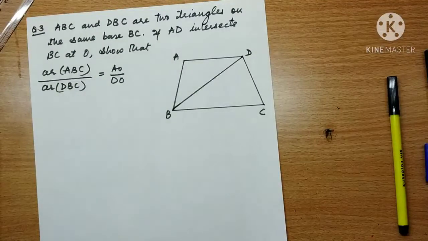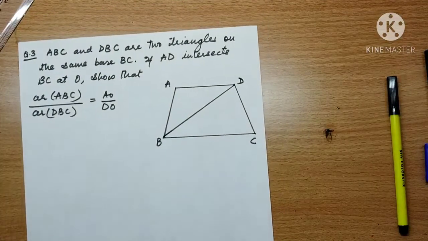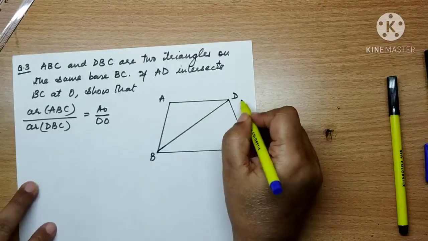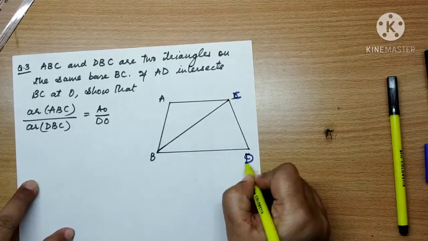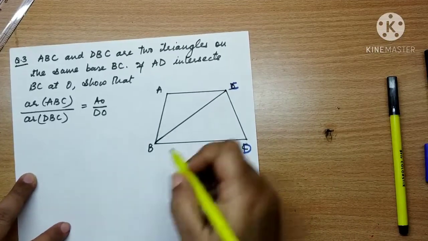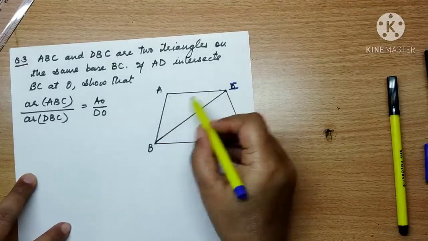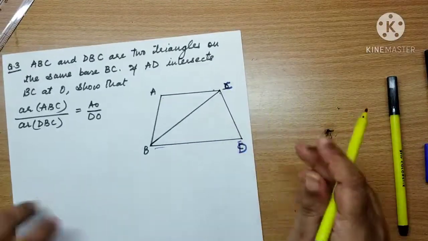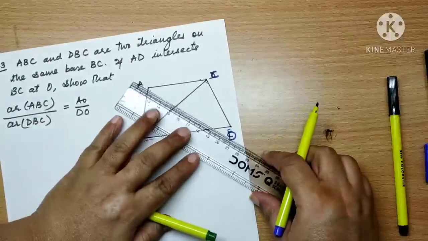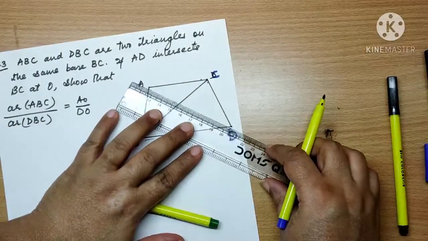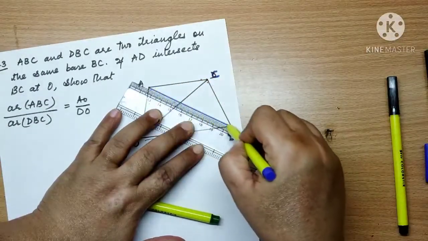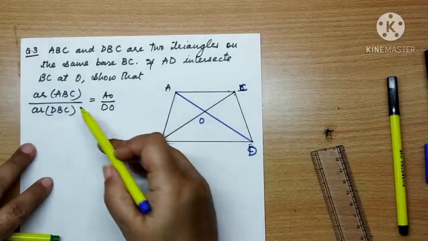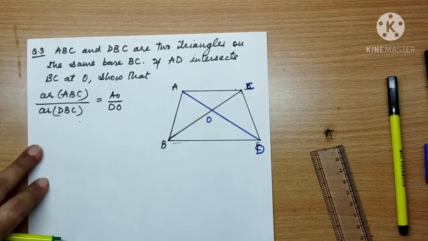Now coming to the third question. Third question, he says ABC and DBC are the triangles on the same base BC. We have a base BC. There is a triangle ABC and there is a triangle DBC. If AD intersects BC at O. So AD is intersecting BC at O. Let's mark AD intersects BC at O. Show that area of ABC by area of DBC is AO by DO.